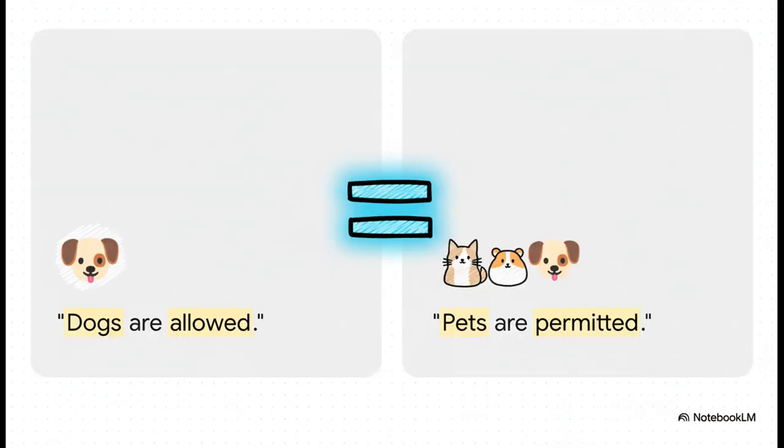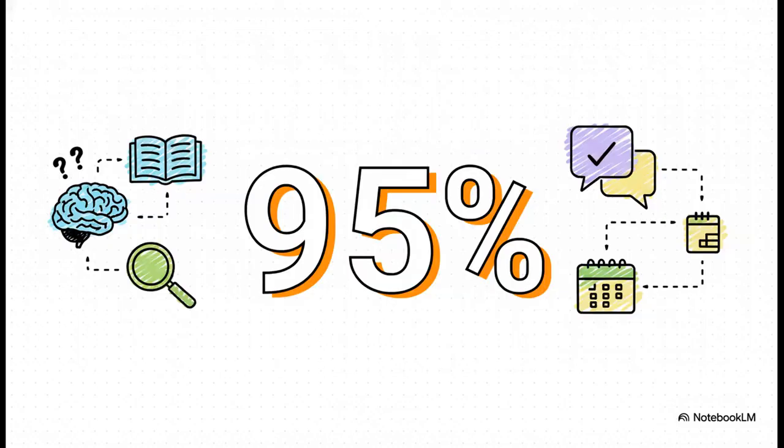Let me show you a super simple example. Look at these two phrases. Dogs are allowed and pets are permitted. They don't share a lot of keywords, do they? A basic search might completely miss the link, but as humans, we know they mean the exact same thing. And that's the power of semantic search. It would look at these two sentences and say, yep, these are about 95% similar, because it understands that dogs are a type of pet and that allowed is basically the same as permitted. It's searching for meaning, not just words.